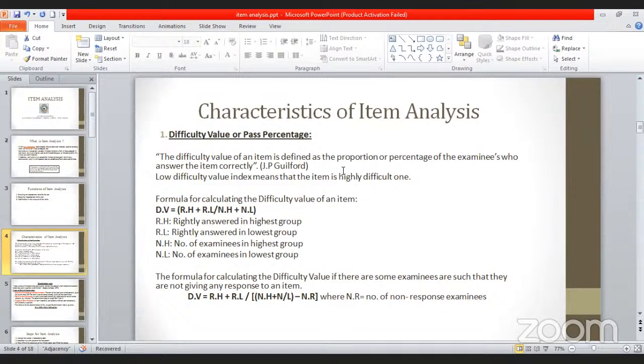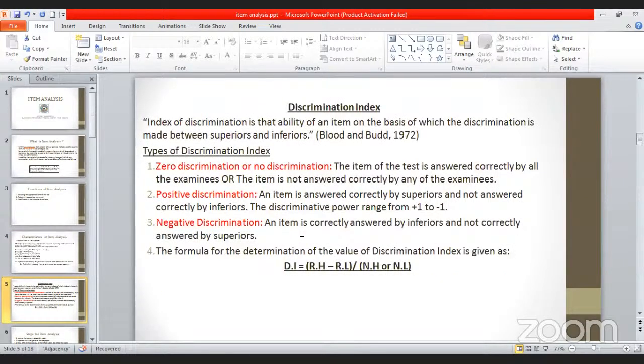It's essentially how many people are able to get the answer correct for an item. Yes, the percentage of the examinees who answered the item correctly. That is the difficulty value. And what is discrimination index? How sensitive the test is to high scorers and low scorers. That is the ability of the item to discriminate between the superiors and inferiors. Okay.